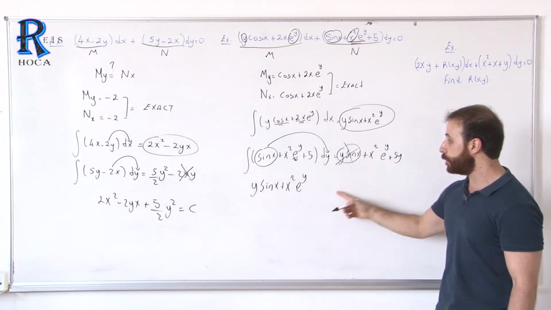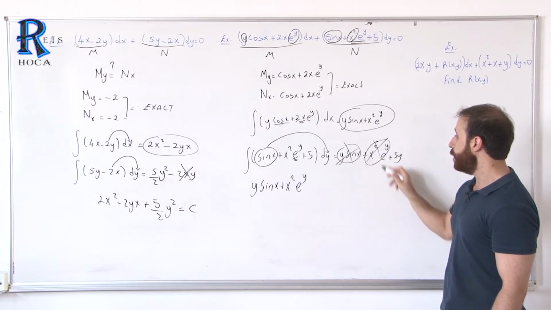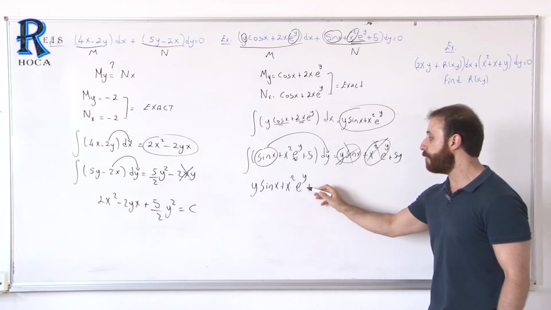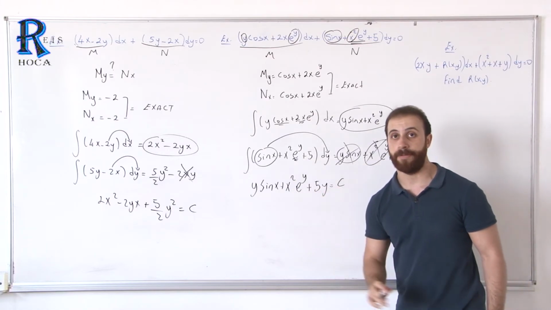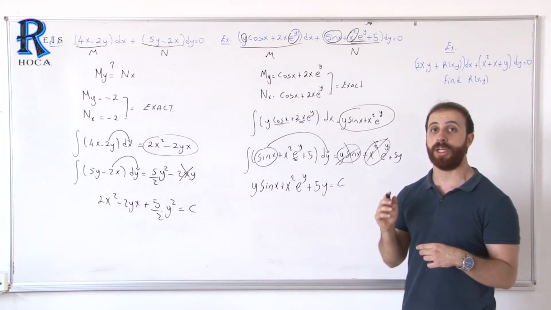X square exponential y, did we use it before? Yes, we used it before, and cancel this one. 5y, did we use it before? No, so we must write 5y, equal at the end to C. This shows how to solve an exact differential equation in a quick way.